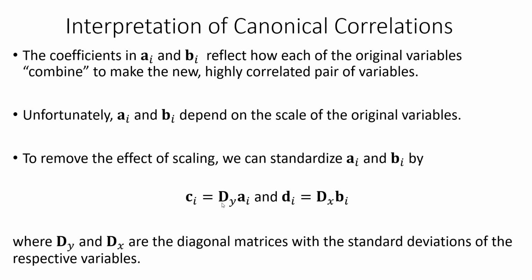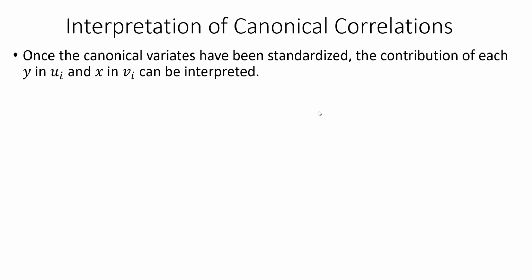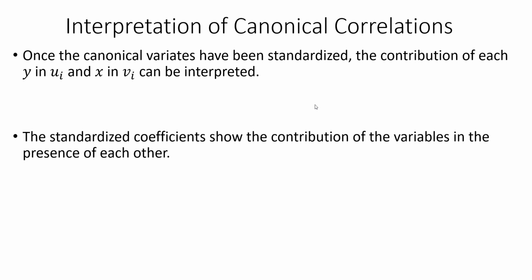So this dy is going to be a diagonal matrix with the standard deviations on its diagonal for y, and this dx is going to be a diagonal matrix with the standard deviations of x on the diagonal. That way, these a's and b's no longer depend on the scale, and that makes them easier to interpret. But you can only interpret them once they've been standardized. You wouldn't want to interpret the raw coefficients. The idea is that these standardized coefficients show how much each variable is contributing to this new u or this new v that we're creating.